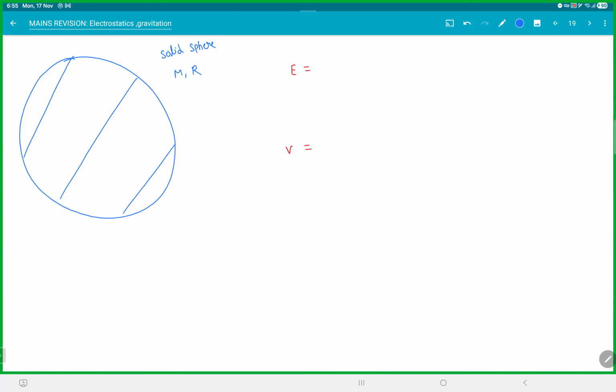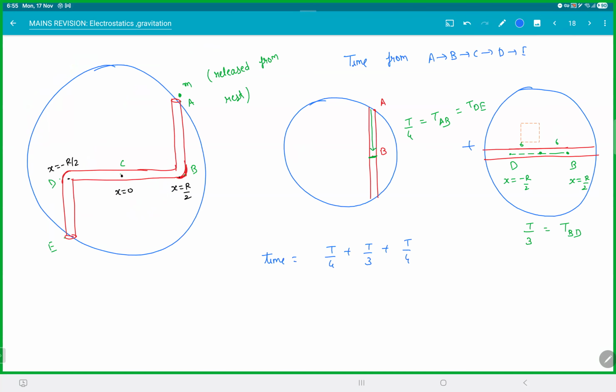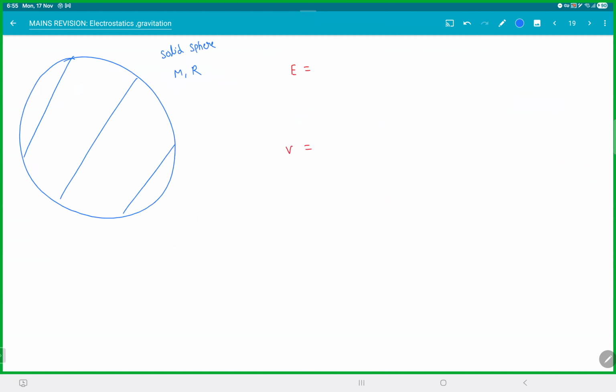T by, sorry, this is T/12. That should be T/6. You're right. Yeah. Done. The formula shouldn't take more than that much time.